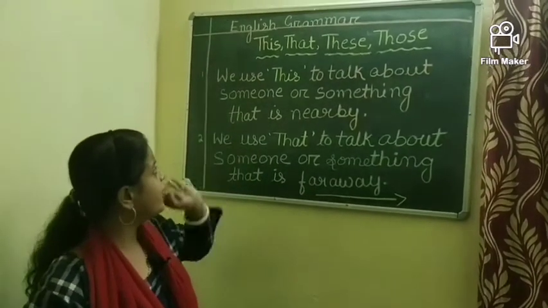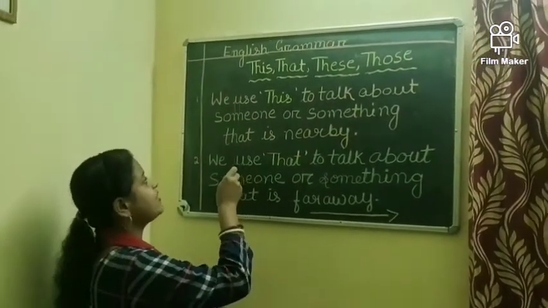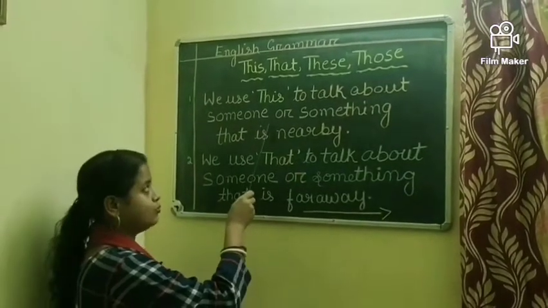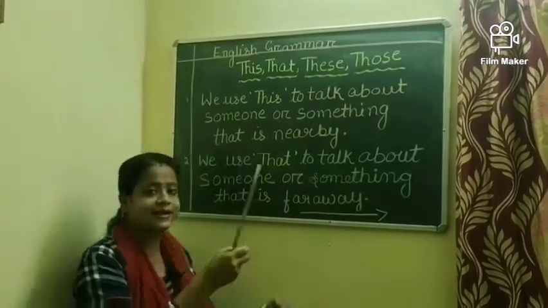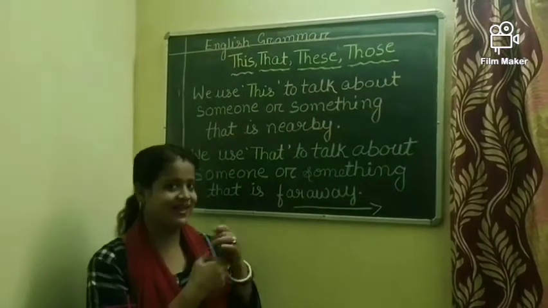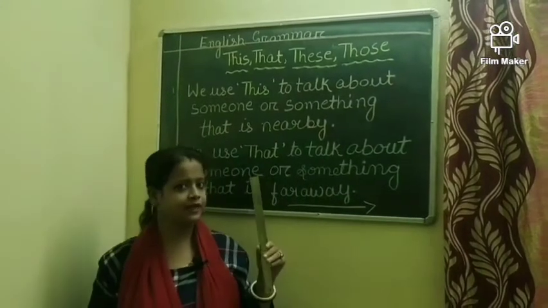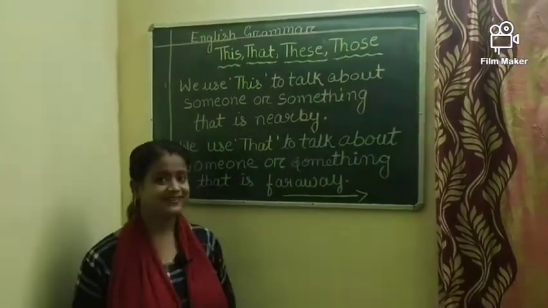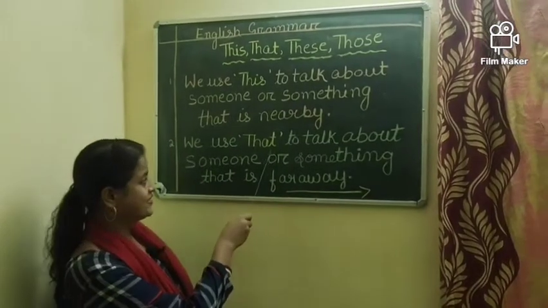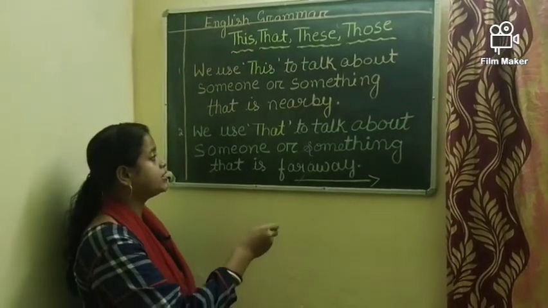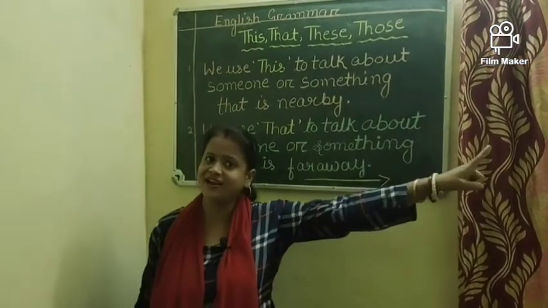Children, we use this to talk about someone or something that is nearby. The scale was near to me. That is why I said this is a scale. We use that to talk about someone or something that is far away.